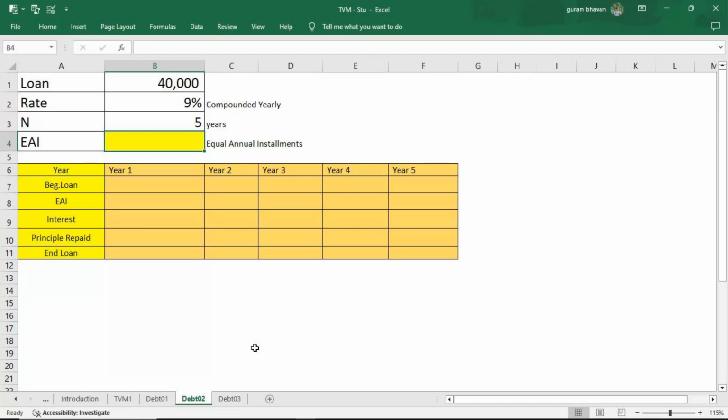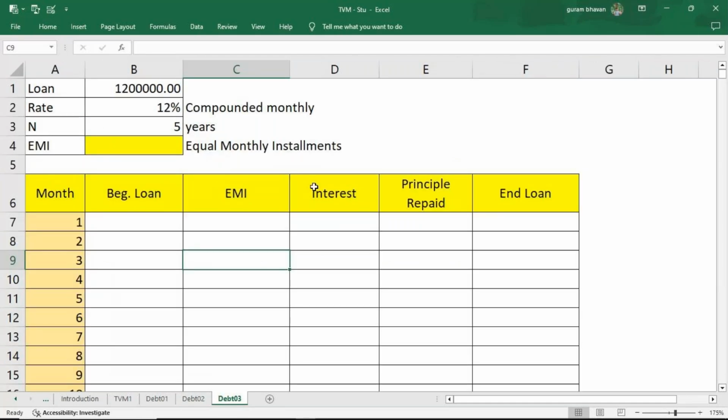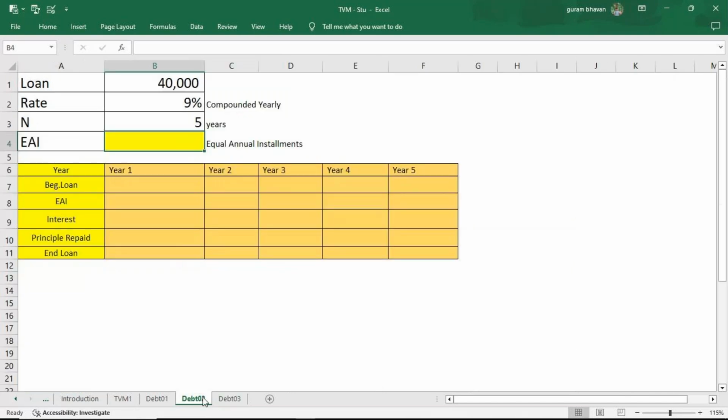Ma'am, for the third one, since they have given it as compounded monthly, we'll have to take 12% divided by 12, right? Yes, correct. Okay, ma'am. Others, whoever is trying this debt 2, having any doubts, please ask. So I'll solve this and show so that you can check your answers.